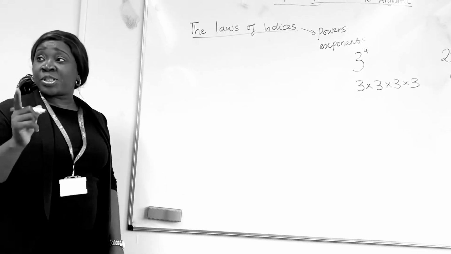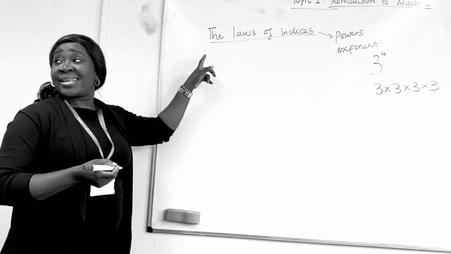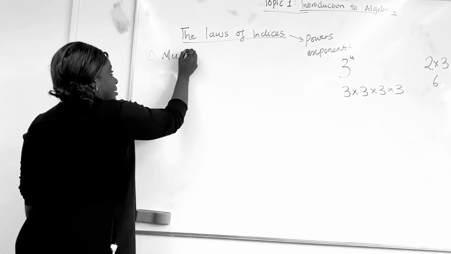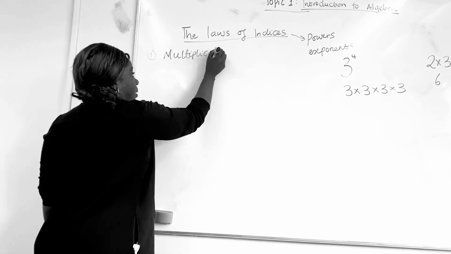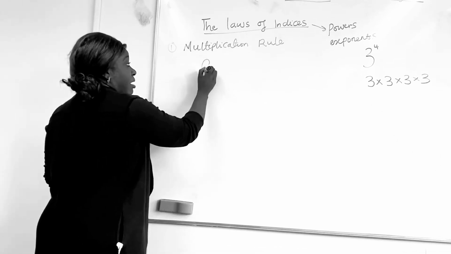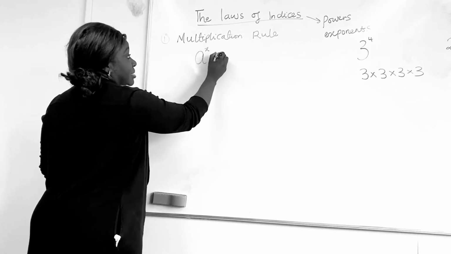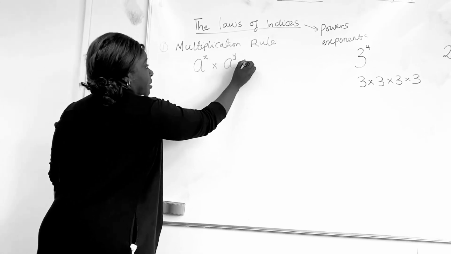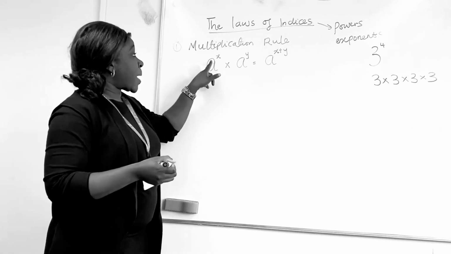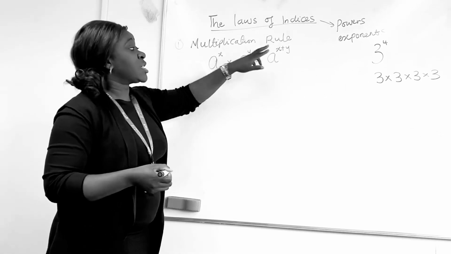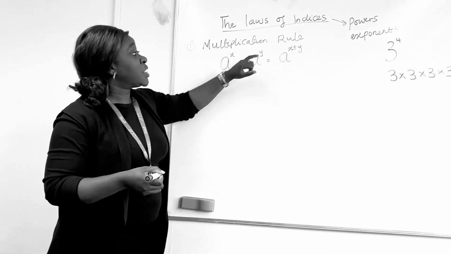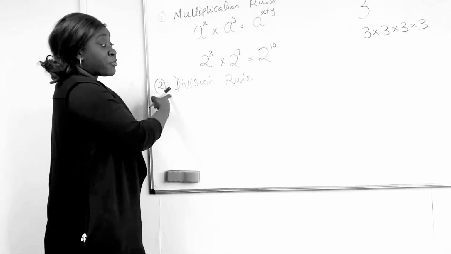Okay, so the first rule that you want to bear in mind when you're working with indices is the multiplication rule. So I'm going to write that one down, the multiplication rule. And the multiplication rule says that a raised to the power x times a raised to the power y is equal to a raised to the power x plus y. When we're multiplying indices, when the bases are the same, we just need to add the powers, okay?